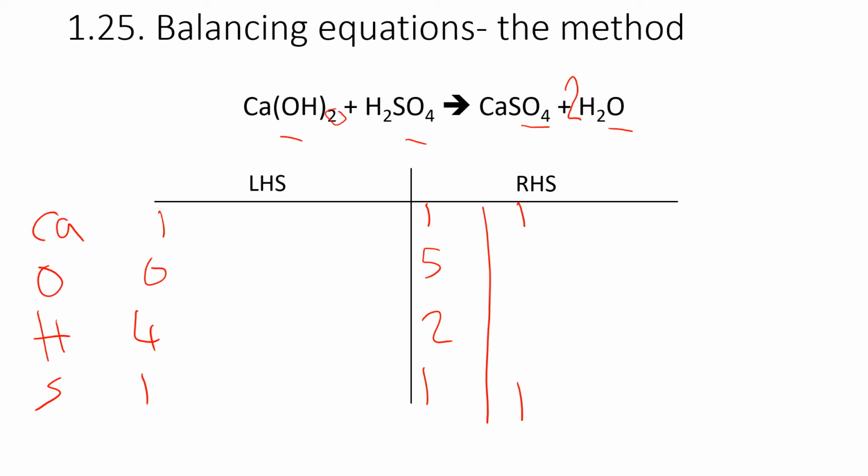So let's do the oxygens first. We've got 4 in the calcium sulfate, as we had before, but we now have 2 times the water molecule, which therefore means we have 2 oxygens in there. That gives us a total of 6 oxygens on the right hand side. And hydrogens, we now have 2 times 2, which is 4. So 1, 6, 4, 1, 1, 6, 4, 1, it's now balanced.